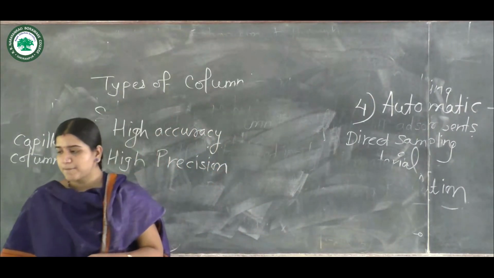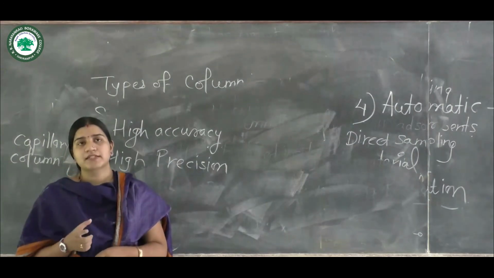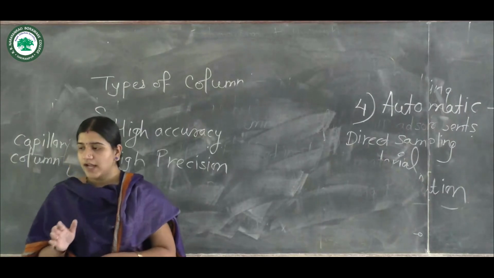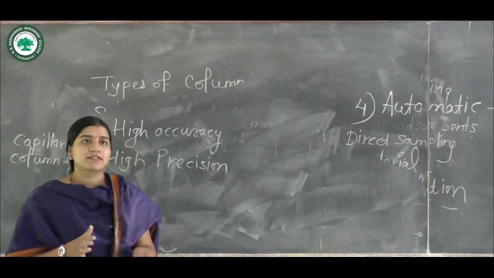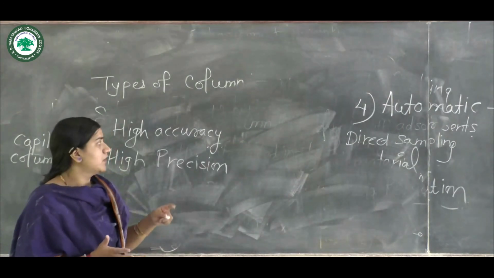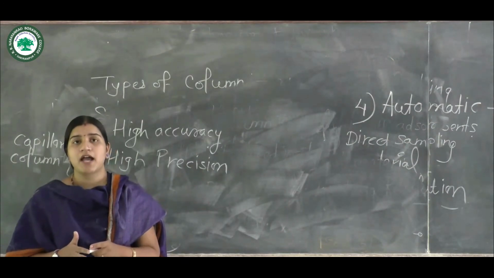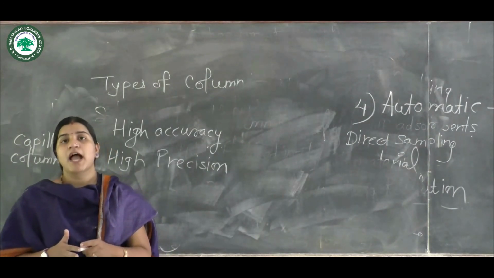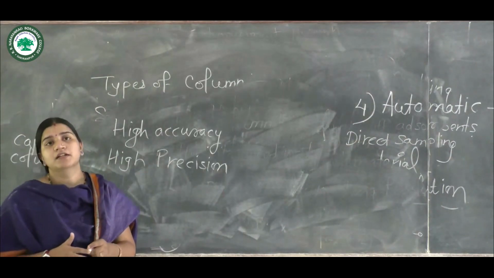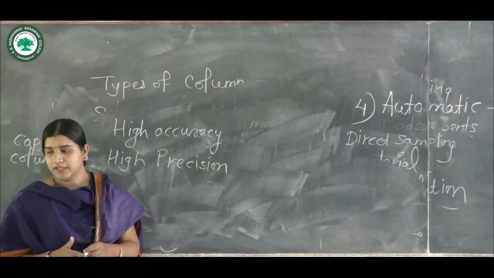In the automatic sampling process, the measurement of the sample before injecting inside the column is done automatically, and after this the sample is introduced inside the column in an automatic manner. So automatic sampling has higher precision and accuracy, and therefore the results obtained by using automatic sampling are far better as compared to the other types of sampling.